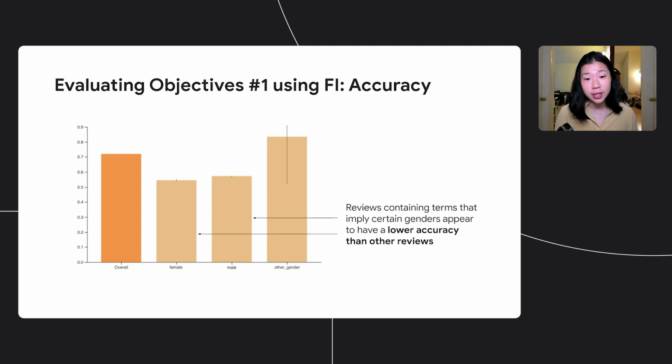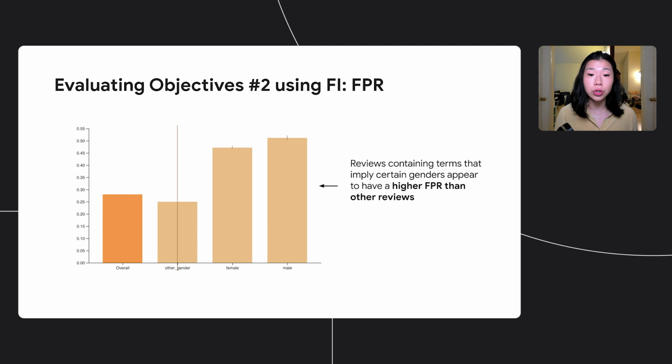We can use Fairness Indicators to evaluate our first objective, accuracy. We choose the presence of gendered words as the category in question. We wouldn't want the presence of these words to unduly influence the outcome of the classifier. Fairness Indicators shows us that reviews containing terms implying certain genders have a lower accuracy than other reviews, which is concerning. Now, we turn to our second objective, false positive rate.